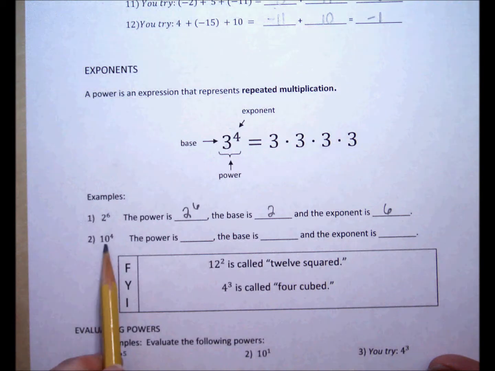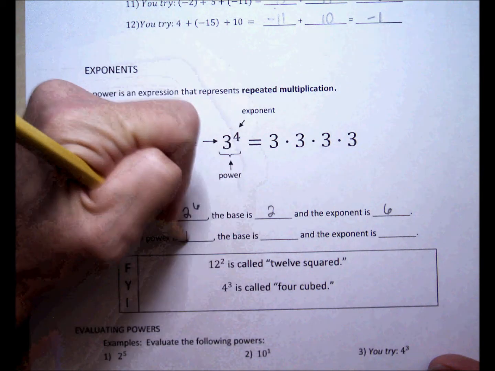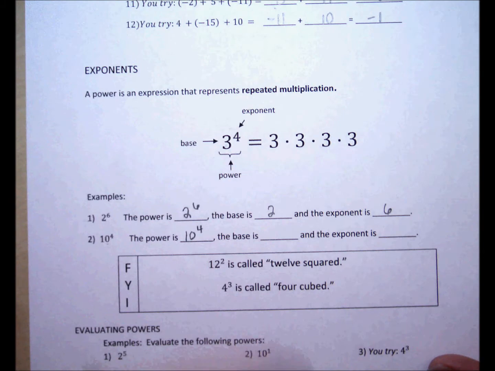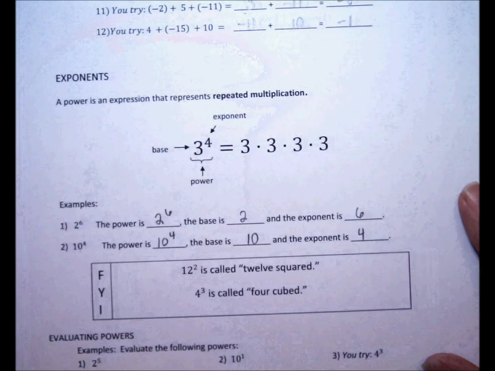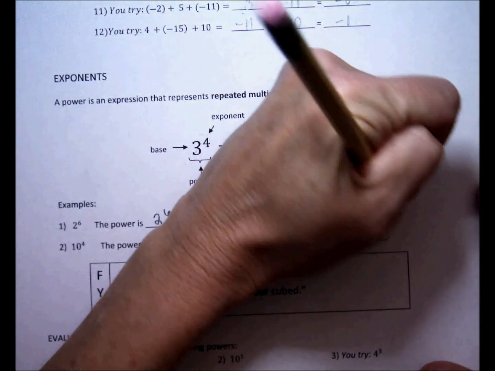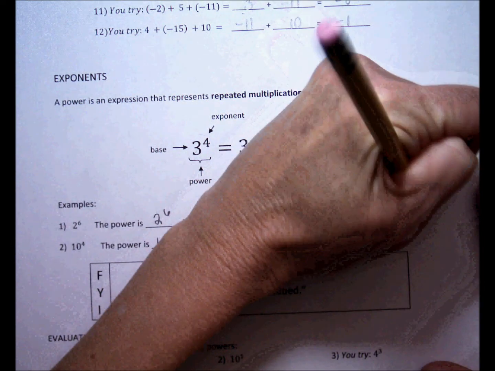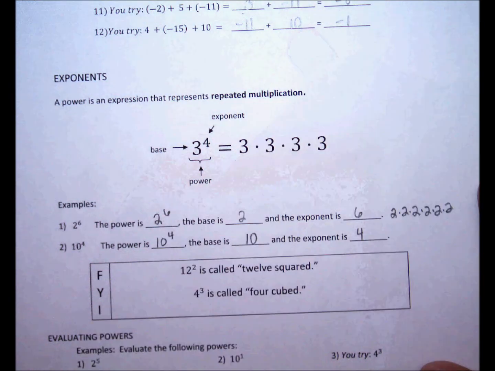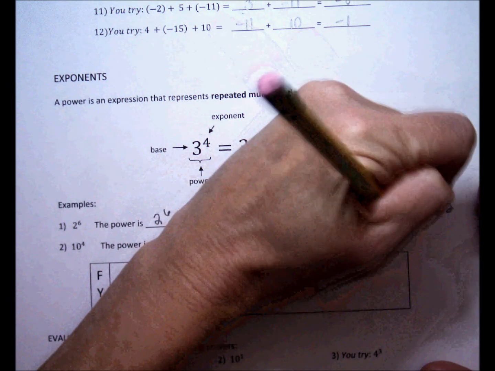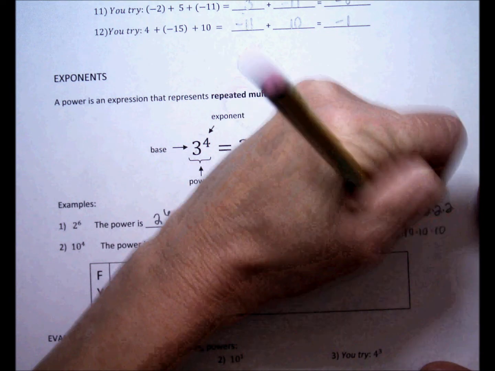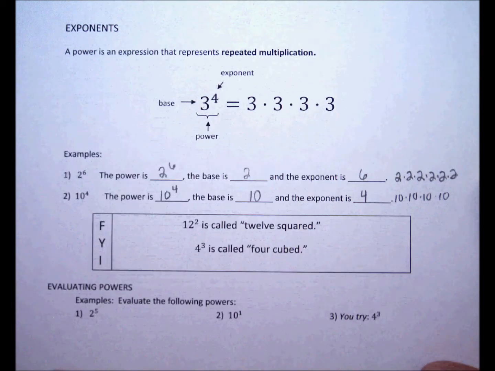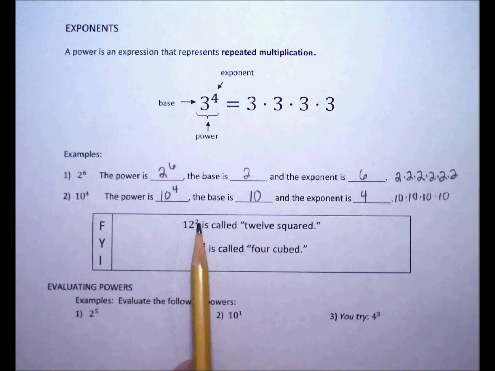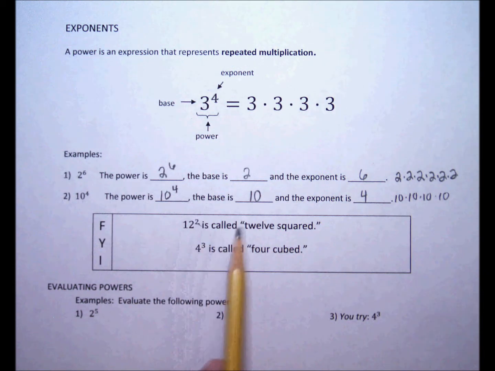So let's look at 2 to the 6th. The power is the entire thing, 2 to the 6th. The base is 2 and the exponent is 6. Okay, 10 to the 4th, the power is 10 to the 4th, the whole thing. The base is 10 and the exponent is 4. Now, bear in mind with 2 to the 6th, that is 2 times 2 times 2 times 2 times 2 times 2. 10 to the 4th is 10 times 10 times 10 times 10.